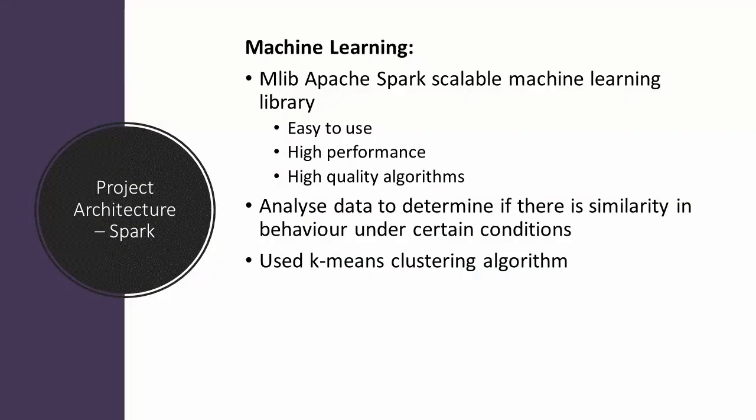We used machine learning to find if there is any similarity in behavior in a certain condition. We use temperature and cost to see whether we can find any clusters. We use the machine learning library, which is the Apache Spark scalable machine learning library. It provides very high performance, high quality algorithms. It's more than 100 times faster than MapReduce. We used k-means clustering in our project.